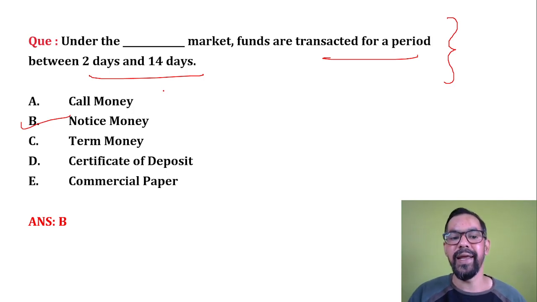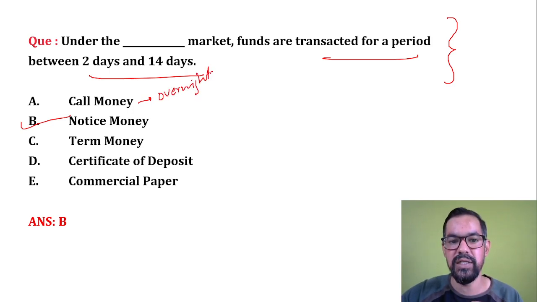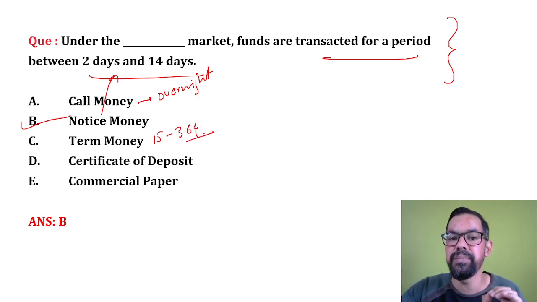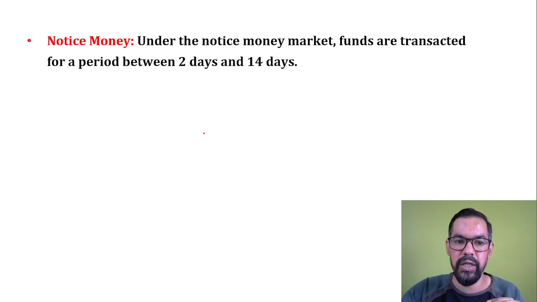Okay, so when any bank needs funds for overnight or 24 hours, that is called call money. If there is an interbank transaction between two banks for overnight, that is called call money. Notice money is 2 to 14 days, and 15 to 364 days, or less than 1 year, is generally known as term money. Okay, so option B will be the correct answer for this particular one.